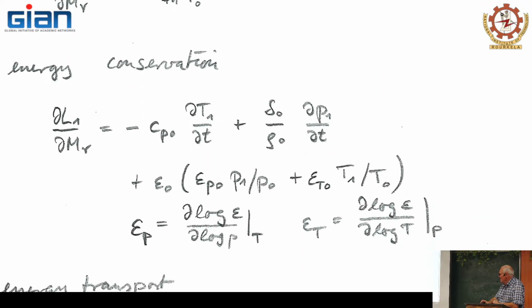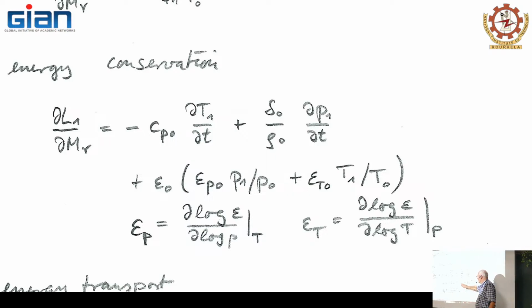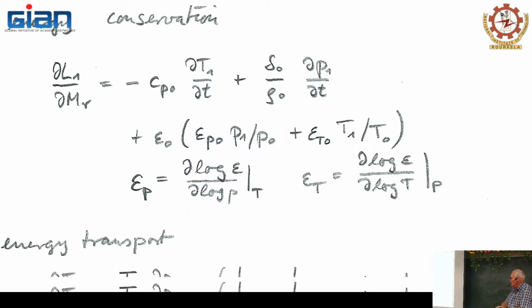Okay, so these are these logarithmic derivatives, epsilon p and epsilon t. They have, of course, to be taken from the stationary model, because p1 and t1 are already first order quantities. So if you want to consider the epsilon terms, then they have to be taken into account in this way.